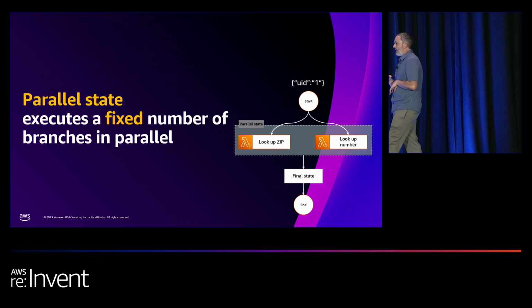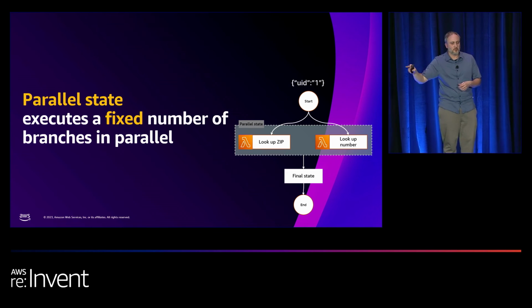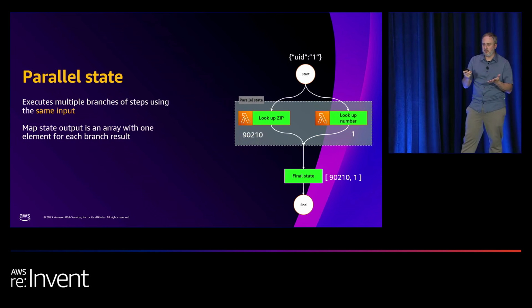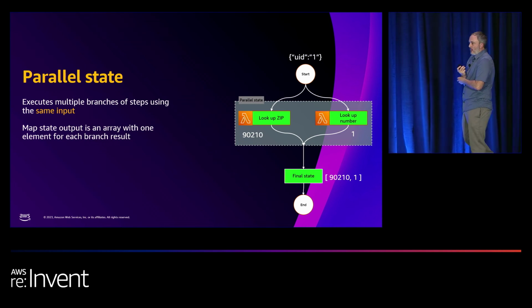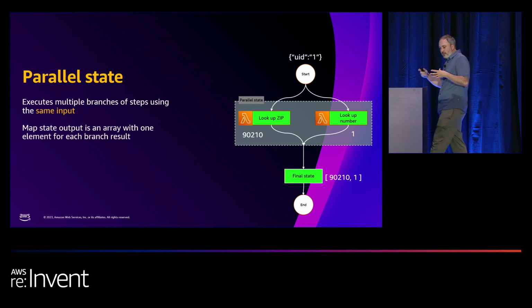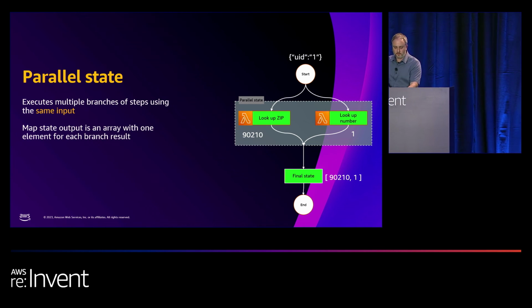Another way of running things in parallel in Step Functions is the parallel state. The parallel state allows you to run a fixed number of branches for a given input. So each one of these branches has the same inputs given to it. Once they're all finished, the results are put into an array and sent on to the final state.